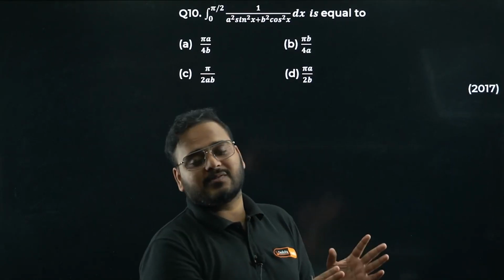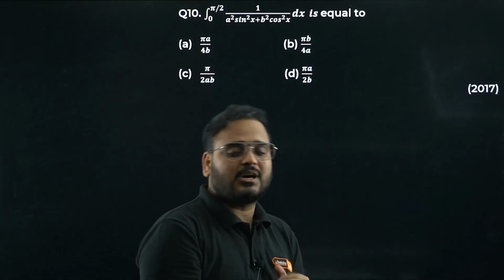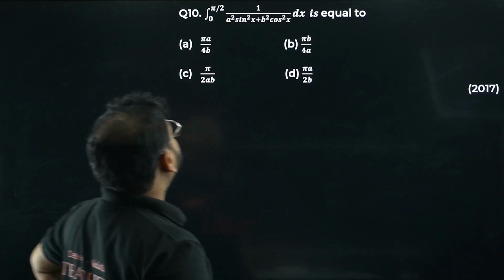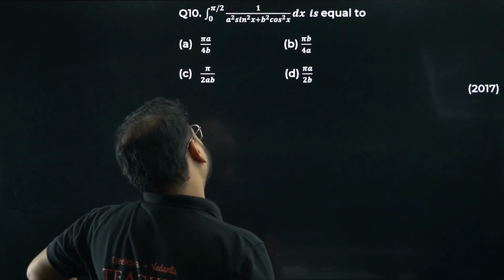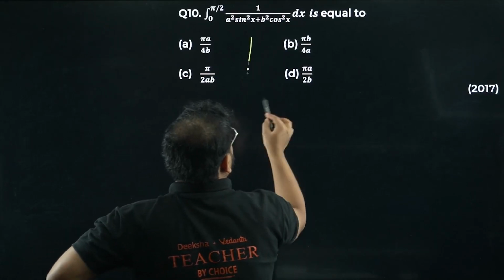Some will be very solvable as well. So if you have practiced enough, you'll get those answers right. Okay. Question number 10 now. Integral from 0 to pi by 2, 1 upon a square sin square x plus b square cos square x. Good question. Let's solve it.